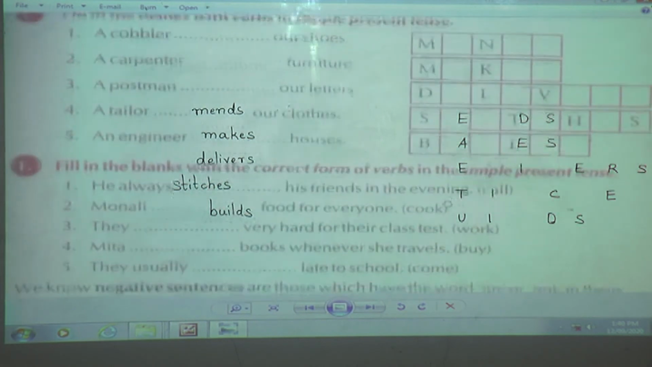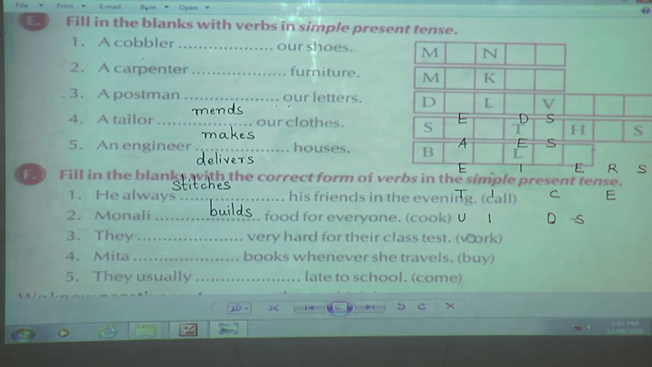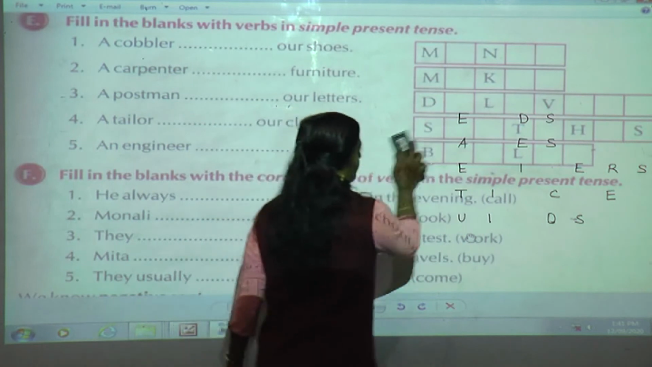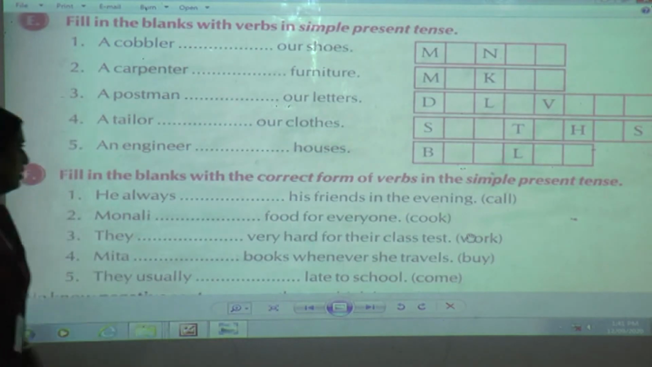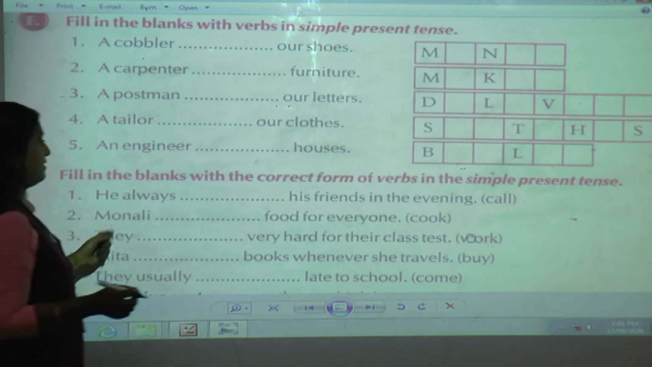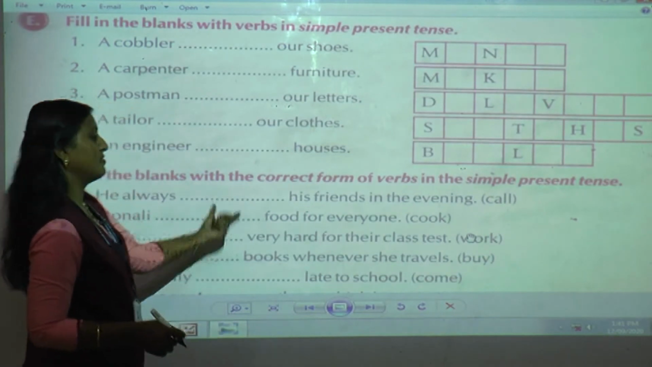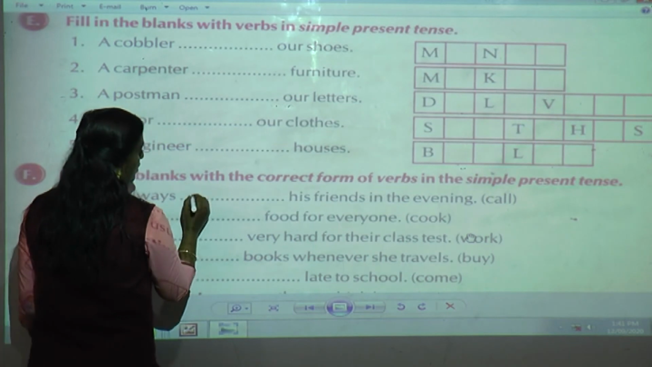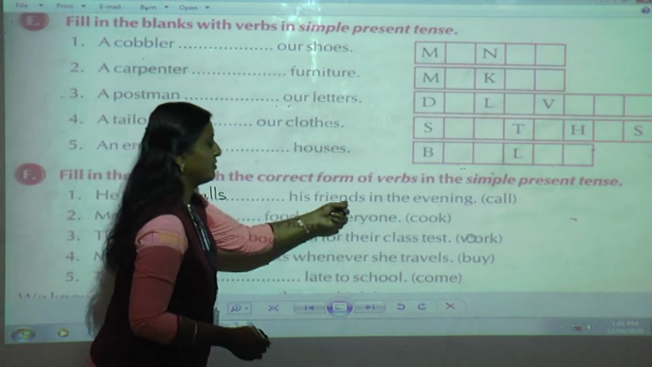Exercise F. Okay, fill in the blanks with the correct forms of verbs in the simple present tense. They have told us that verbs are given here. So the correct form of verbs you have to fill in these blanks. He always, he is singular. So what is the verb over here? Call. So what am I going to do, students? Yes, I am going to add s. He always calls his friends in the evening.